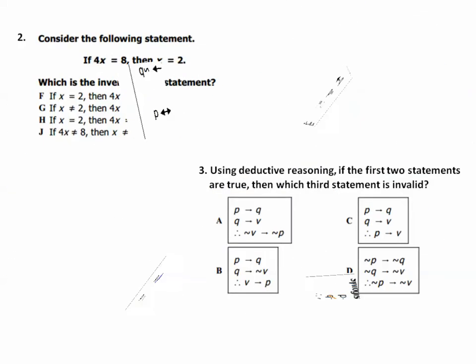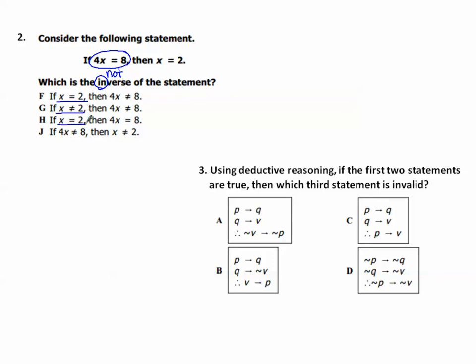Let's look at a couple of examples. Number 2, consider the following statement. If 4x equals 8, then x equals 2. Which is the inverse of the statement? In means not, like invalid, not valid. I don't switch the order, so the 4x equals 8 has to come first. Where's the not? That symbol means not equal. So if 4x does not equal 8, then x does not equal 2.